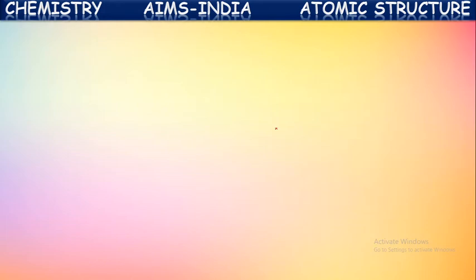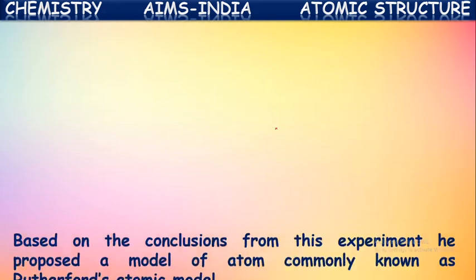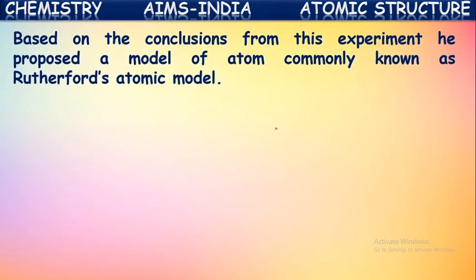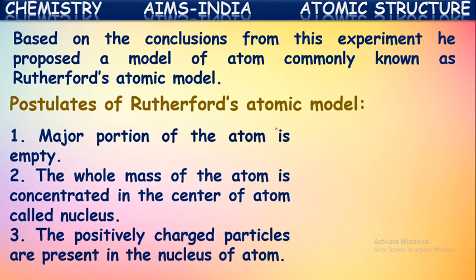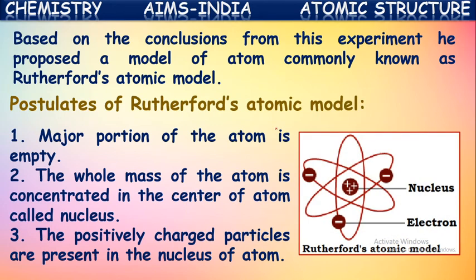Let us see, based upon these conclusions, what model is given by him. So based upon the conclusions from the experiment, he proposed a model of the atom commonly known as Rutherford's atomic model. So he concluded the postulates of his model, let us see here. A major portion of the atom is empty, and the whole mass of the atom is concentrated in the center of the atom called the nucleus.